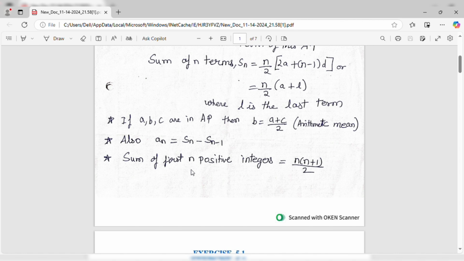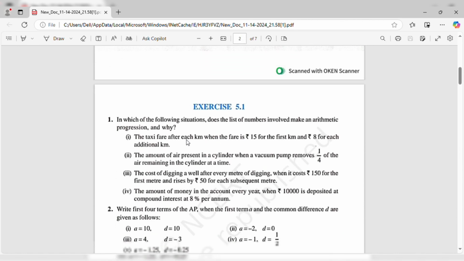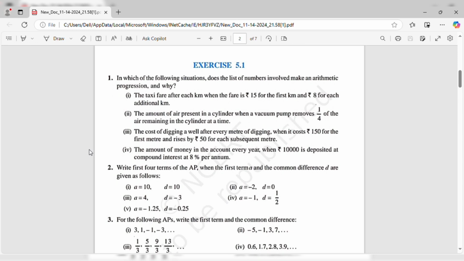If three terms a, b, c are in AP, then the middle term is called the arithmetic mean and it is obtained by adding the first and the third term and dividing it by 2. Also, a_n is S_n minus S_(n minus 1). The sum of the first n positive integers would be n into (n plus 1) upon 2. These are the basic things of this chapter.